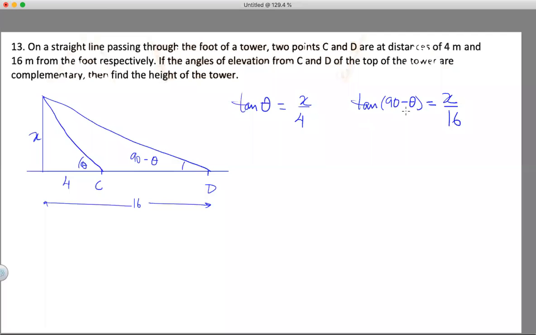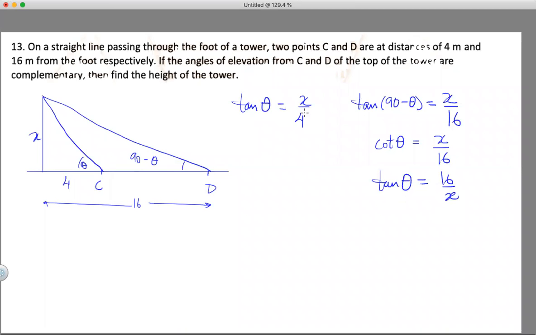But now this thing is cot theta. So cot theta is x by 16. But if cot theta is x by 16, then tan theta is 16 by x. Okay, so this is one of those really beautiful questions. It uses the complementary angle as well as reciprocal properties both at the same time, right? So it's really a nice question.